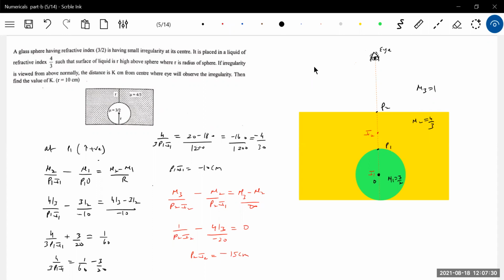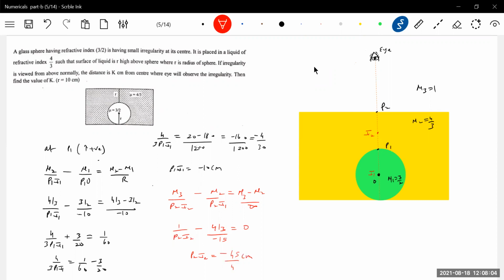Radius is 10 centimeter, no? P2 I1 will be 15. Oh, how much did I substitute? Yeah, okay, fine, fine. 20 will come. Not 20. 45 by 4.